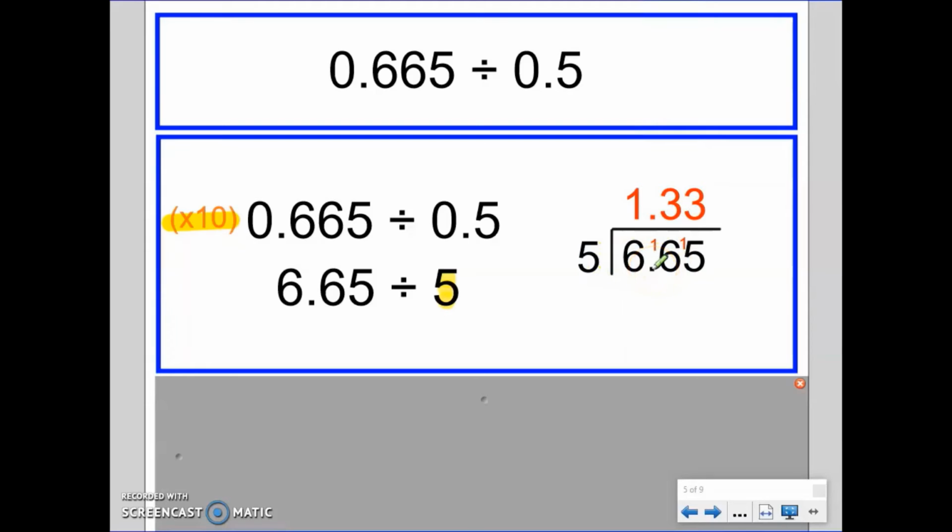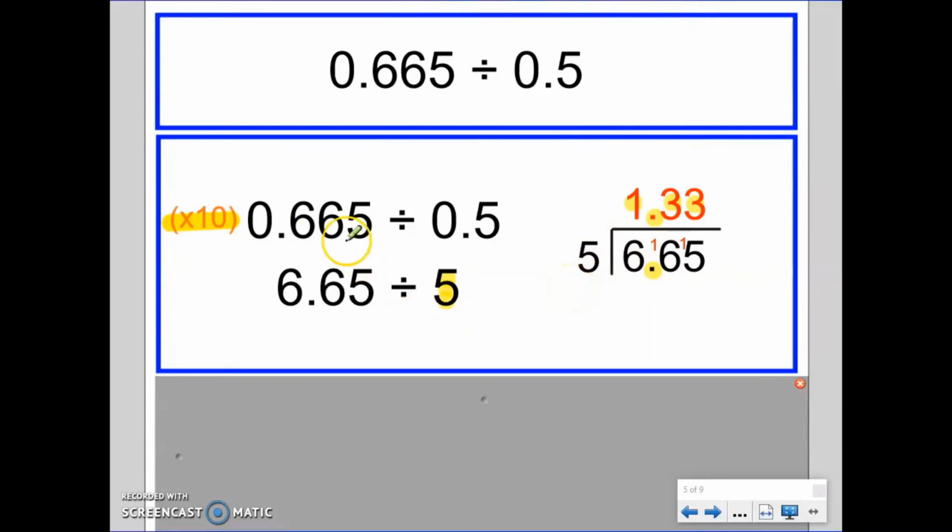The only difference is we need to remember if we've got a decimal under the bus stop here, it needs to go directly above up here. So I can go ahead and do my division. How many 5s are in 6? That would be 1 with 1 left over. How many 5s are in 16? That would be 3 with 1 left over. How many 5s are in 15? That would be 3. So the process of dividing is exactly the same. We just need to remember that if there's a decimal in this number, then the decimal point needs to go directly above it in my answer.